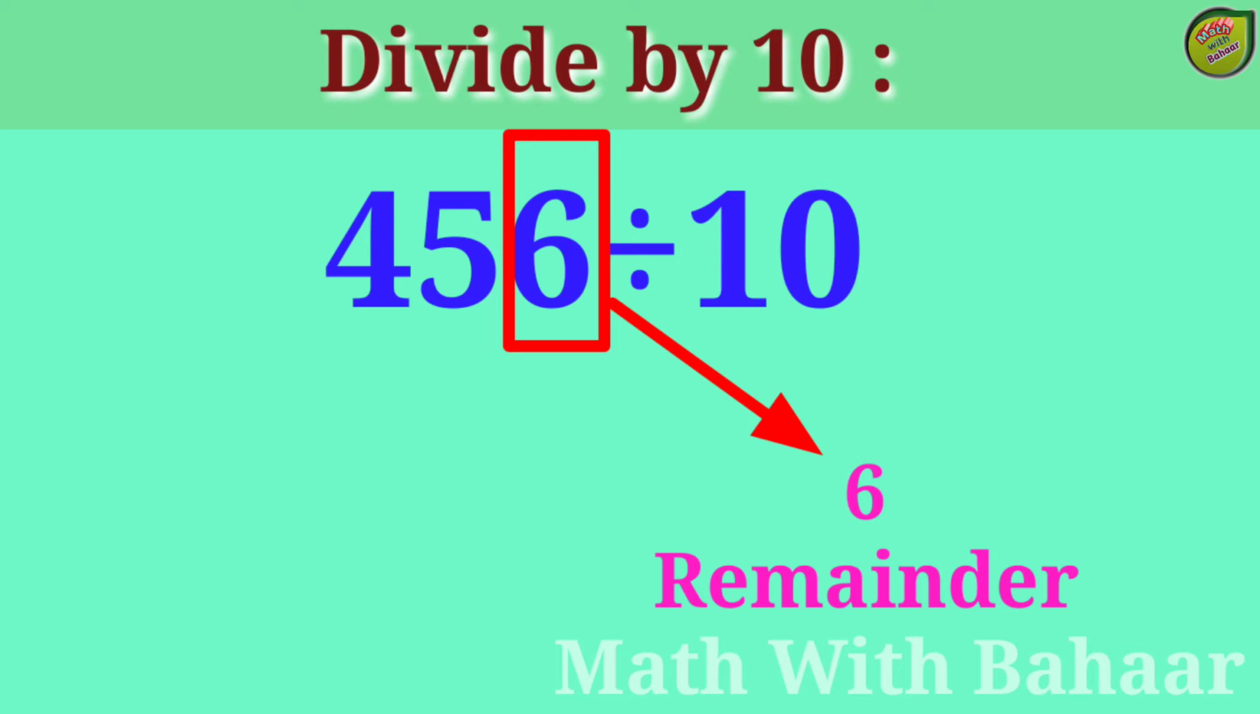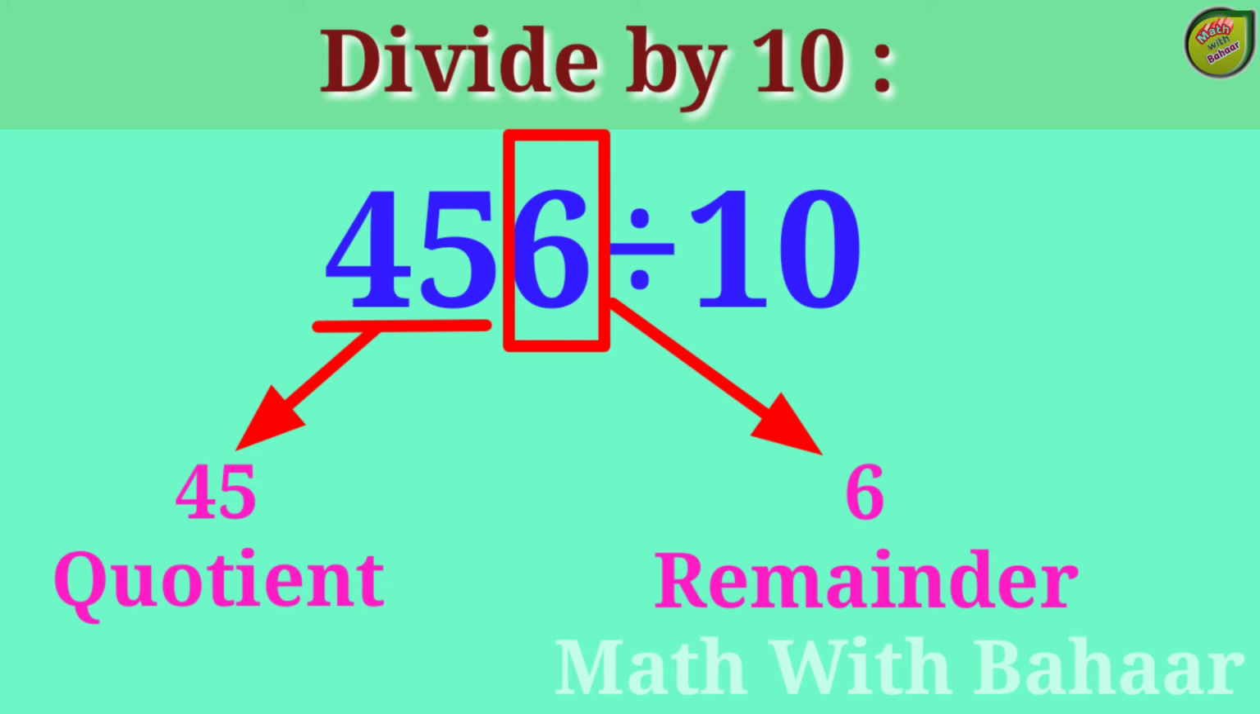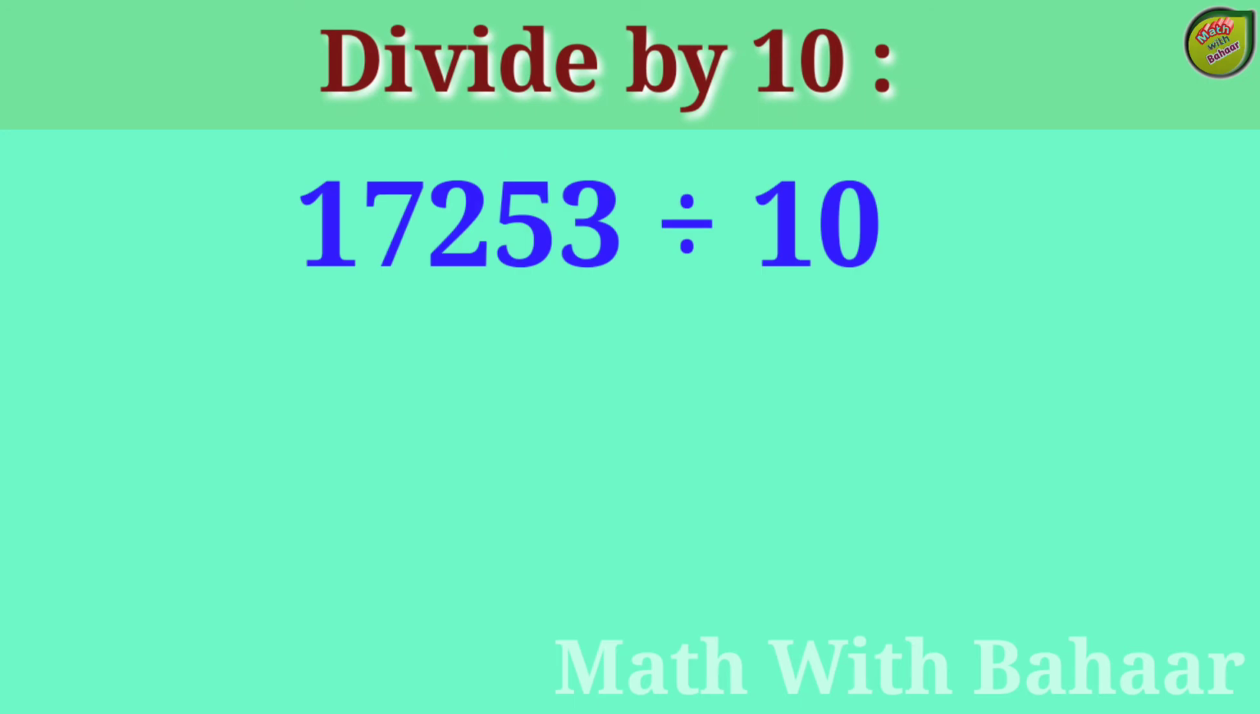So let us separate one digit from the dividend part, that is 6, starting from the ones place. So if we separate 6, 6 will be termed as the remainder, and the remaining numbers in 456, that is 45, will be considered as the quotient. So here 45 is the quotient, that is the left part, and 6 will be the remainder. Similarly, we have one more question, that is 17,253 divided by 10. Since 10 consists of 1 0, therefore we have to separate one number from the dividend part starting from the ones place.